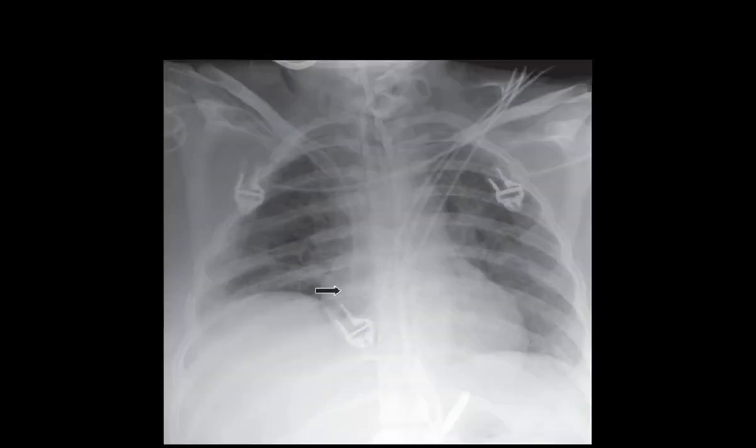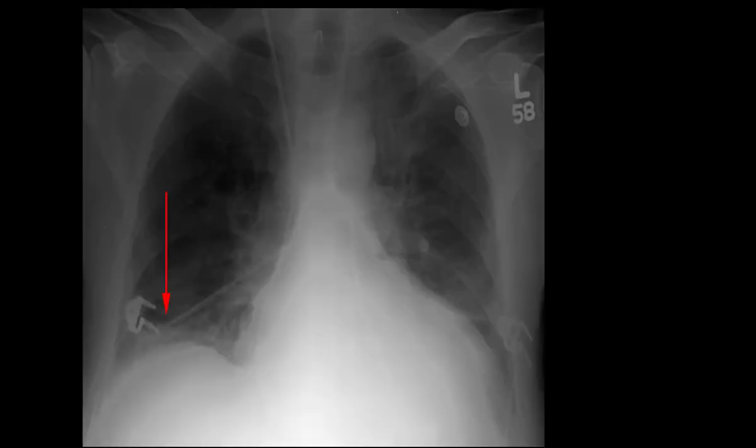What do you see here? What does this arrow indicate? The central line is pushed in too much. It is lying within the right atrium. And what is the ideal position? It should lie just at the junction of SVC and right atrium, which is 1 to 1.5 centimeters above the carina. So the CVL is in the right atrium.